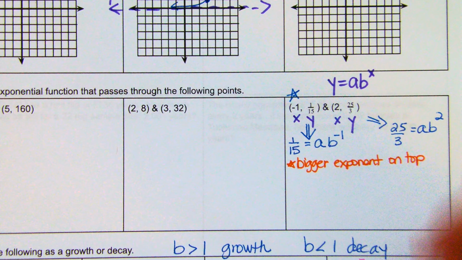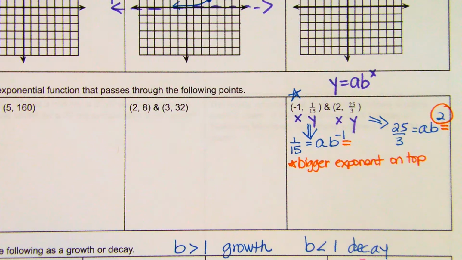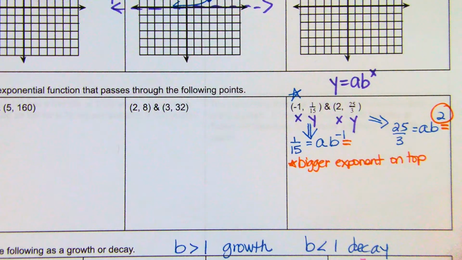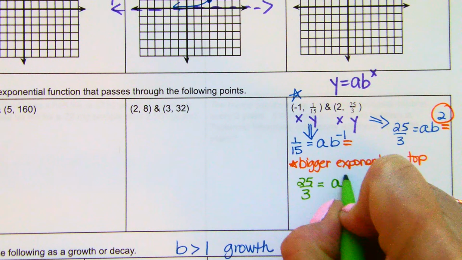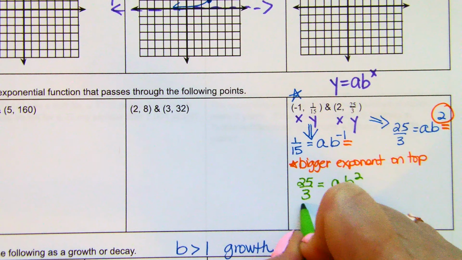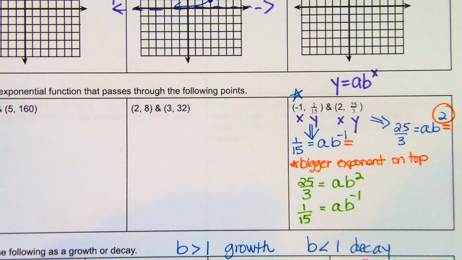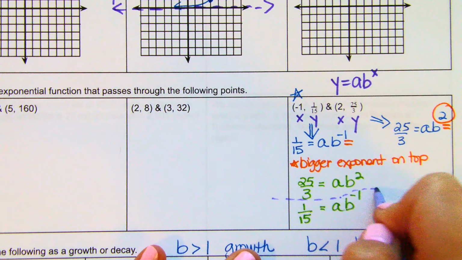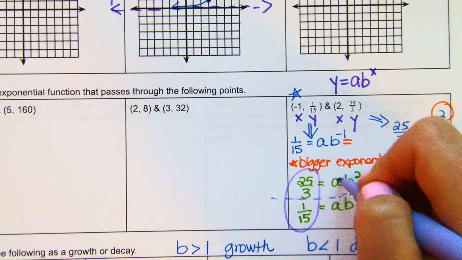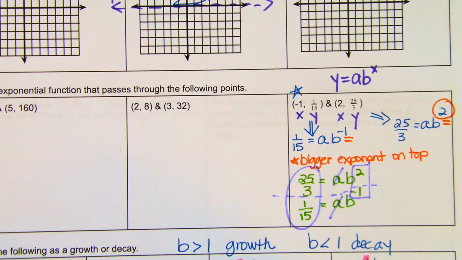So the bigger one here happens to be 2, right? We want to compare those two different exponents. The 2 is bigger, so that's the one I'm going to put on the top. So I'm going to write 25 thirds equals a b squared. And then underneath it, I'm going to write 1/15 equals b to the negative 1. And in solving these, you want to divide. Okay, so when you divide, you're actually going to divide the fractions. The a's are going to cancel, and with the exponents, you're going to subtract them.